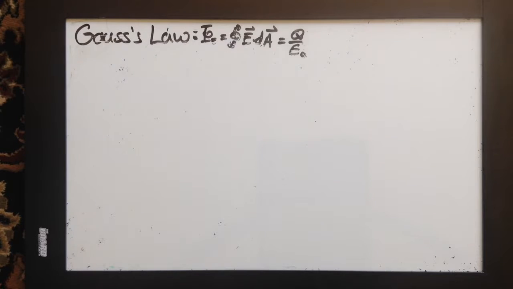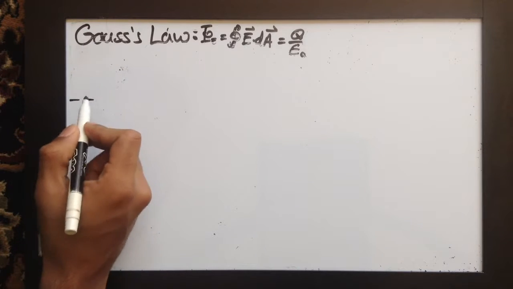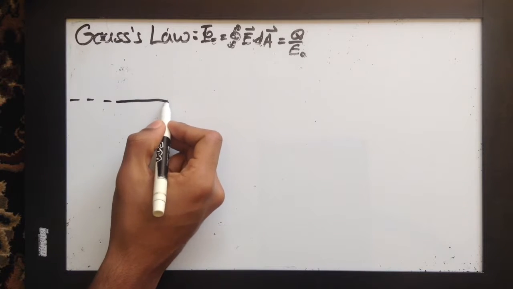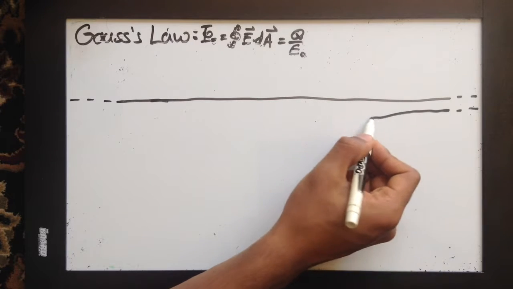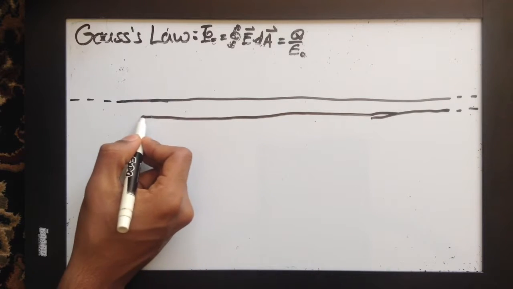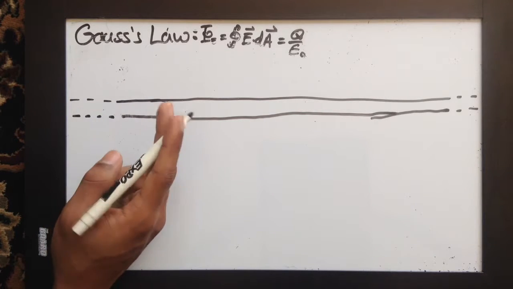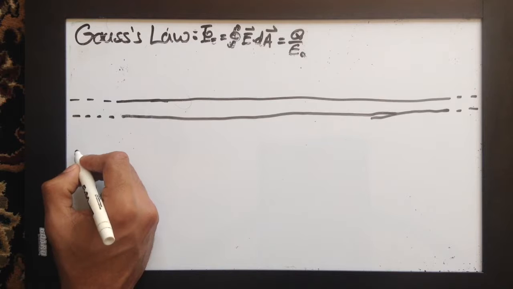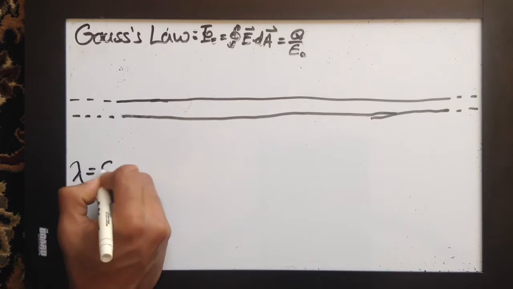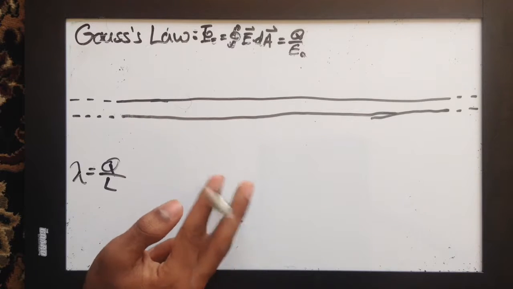Alright, so now we can do the derivation to find the E field of an infinitely charged wire. So say we had an infinitely charged wire that looked like this. And assume this wire is straight, even though it doesn't look that straight. And assume that this charged wire has a uniform charge density, so lambda equals Q over L, L being the length of this hypothetical infinitely long charged wire.